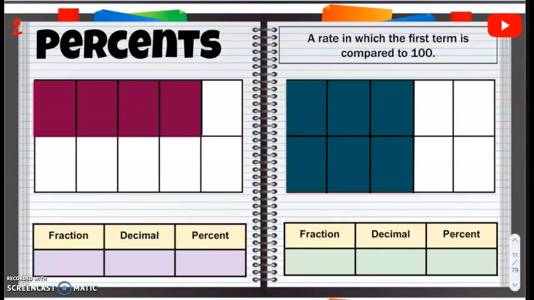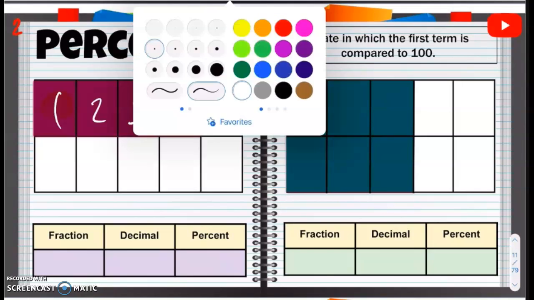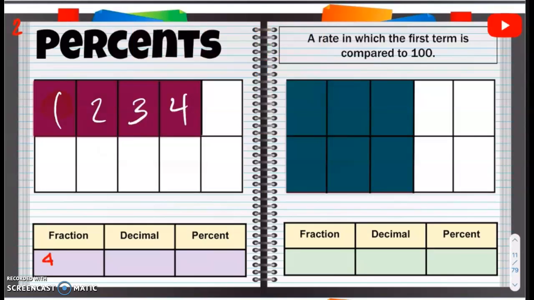Let's take a look. So we have 1. There we go. 1, 2, 3, 4 are shaded. So 4. And how many are there total? 5, 6, 7, 8, 9, 10. Out of 10 total. So now if you get 4 out of 10, you can read that as 4/10.